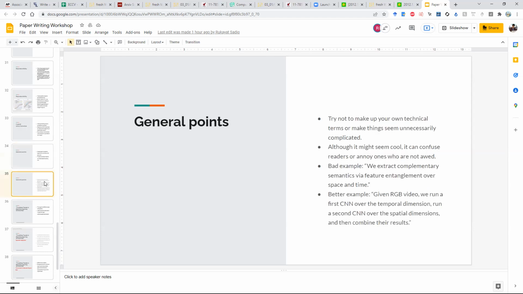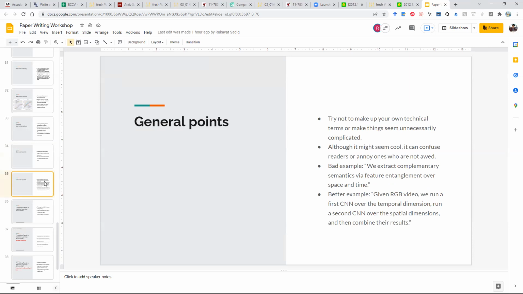Try not to make up your own technical terms or make things seem unnecessarily complicated. And I do get where people are coming from when they try to do this, because they want to add another layer of complexity or technical contribution to their work. But a lot of people will see through this, and although it might seem cool, it will confuse readers or annoy ones who are not awed by this technical term.